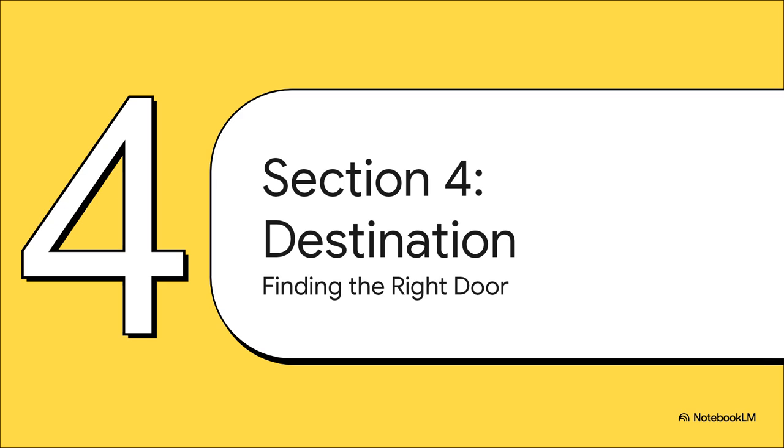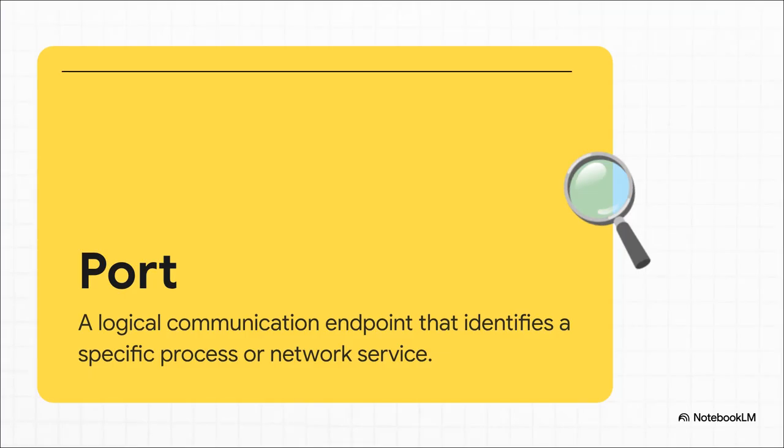Our packet has made it. It used its IP address to travel across the internet and arrived at the correct server. It's on the right city block. But now it needs to find the specific service it's looking for. It needs to find the right door. And that door is called a port.